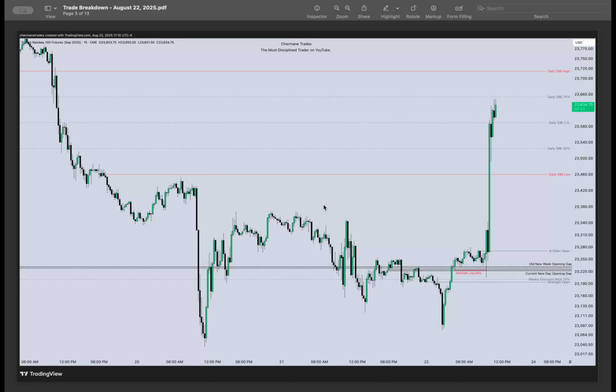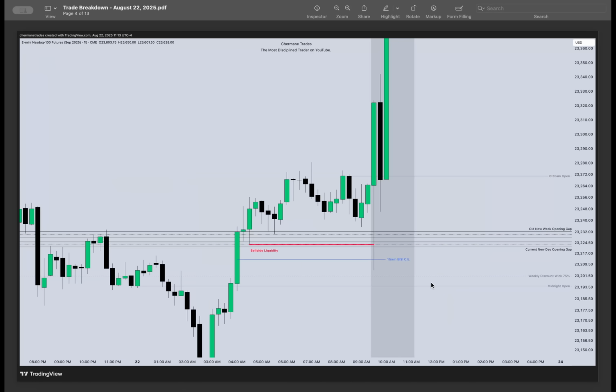15-minute chart, really zoomed out here just so you can get the full picture. Here's that daily fair value gap. We're repricing that in. I'll make sure to silence my phone. So repricing in that fair value gap. And here's our entire business here in the morning session.